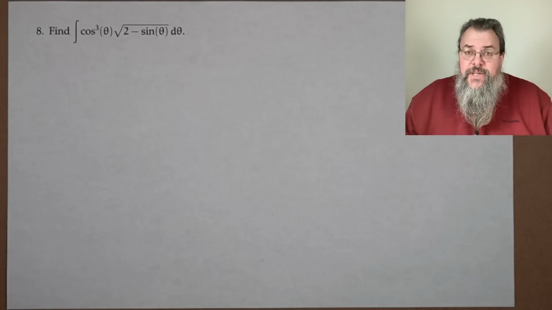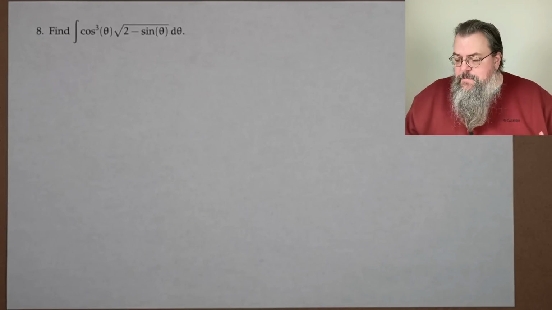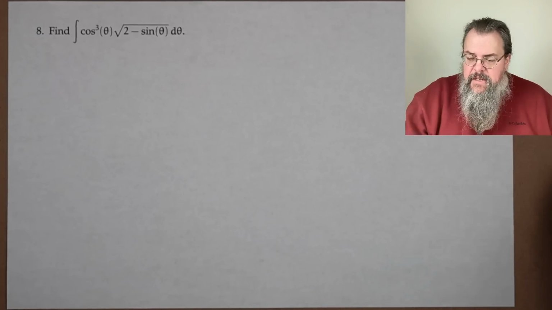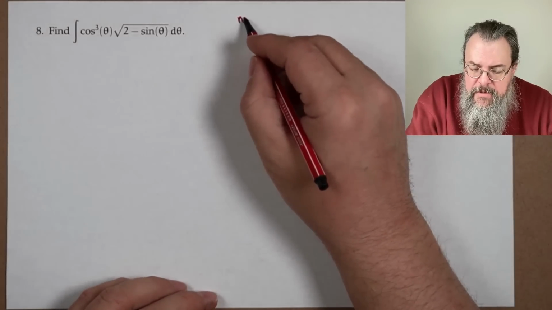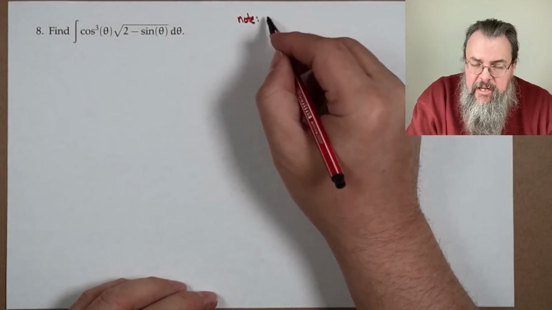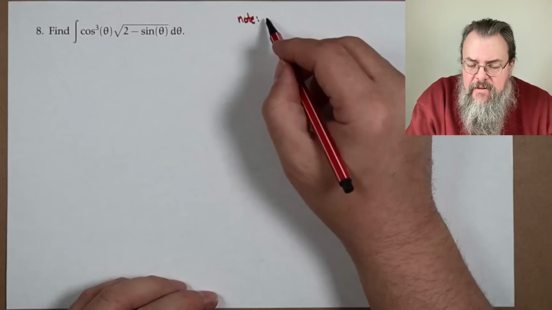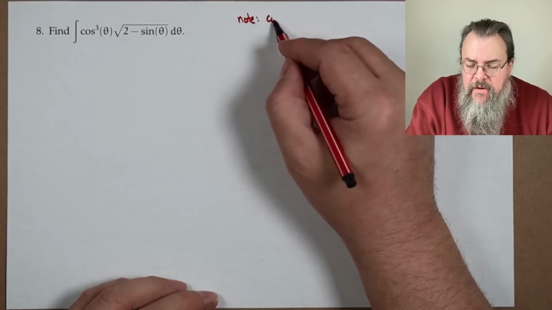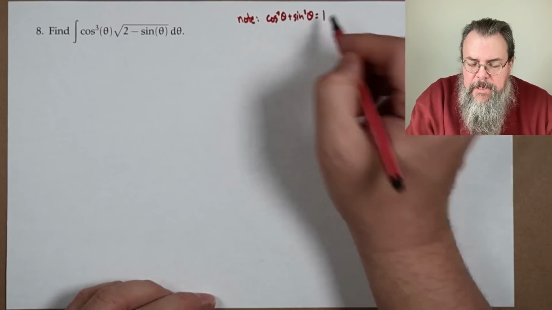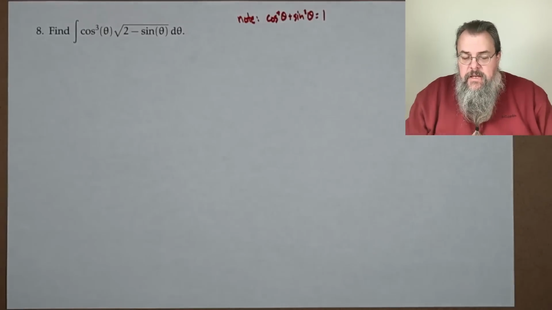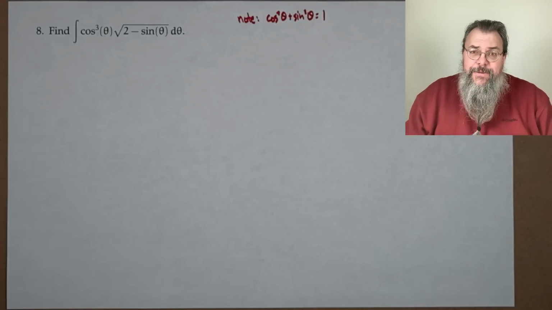We do have cosine squared plus sine squared equals 1 in our back pocket, so we'll make a note of that. Who knows, that may or may not come in handy. It's always handy to have whenever you see sines and cosines. And so we'll say cosine squared plus sine squared equals 1. Well, okay, so what's the next thing to look for?